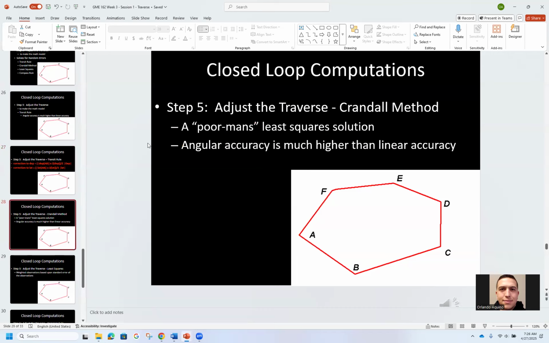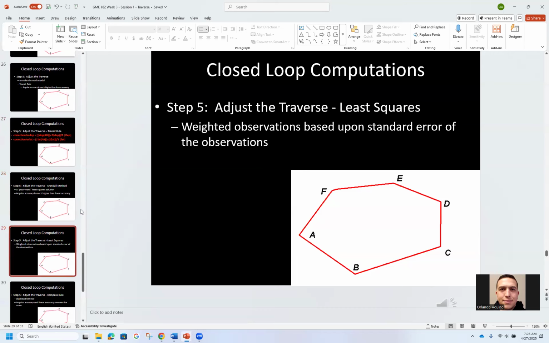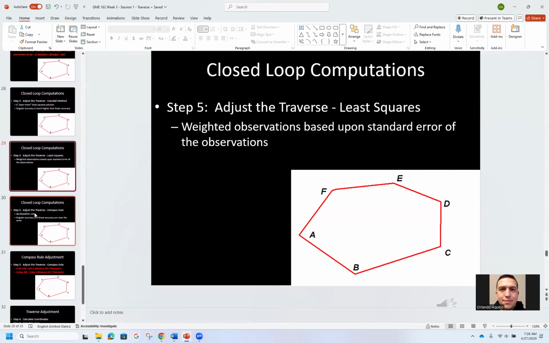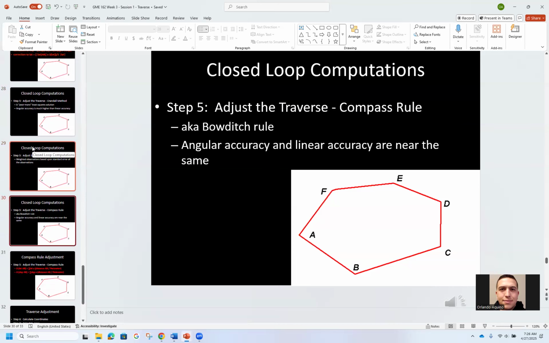The Crandall rule is what we call the poor man's least squares. The angular accuracy is much higher than the linear. It uses weighted observations based upon the standard error of the observations. And again, you will learn all about that in least squares.